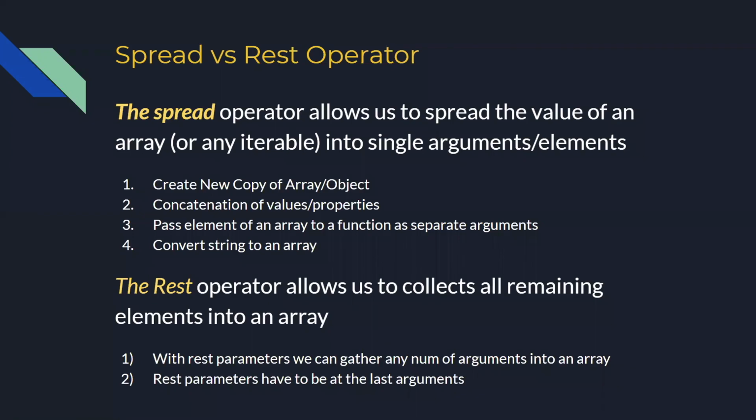The spread operator is very helpful in different scenarios based on how you are using it. You can create a new copy of an array or object using spread, and make sure it's always creating a shallow copy, not a nested copy. Then you can use the spread operator for concatenation of values or properties. Then you can pass elements of an array to a function as separate arguments. And you can also convert a string to an array using the spread operator. So let's go and see the spread operator first.